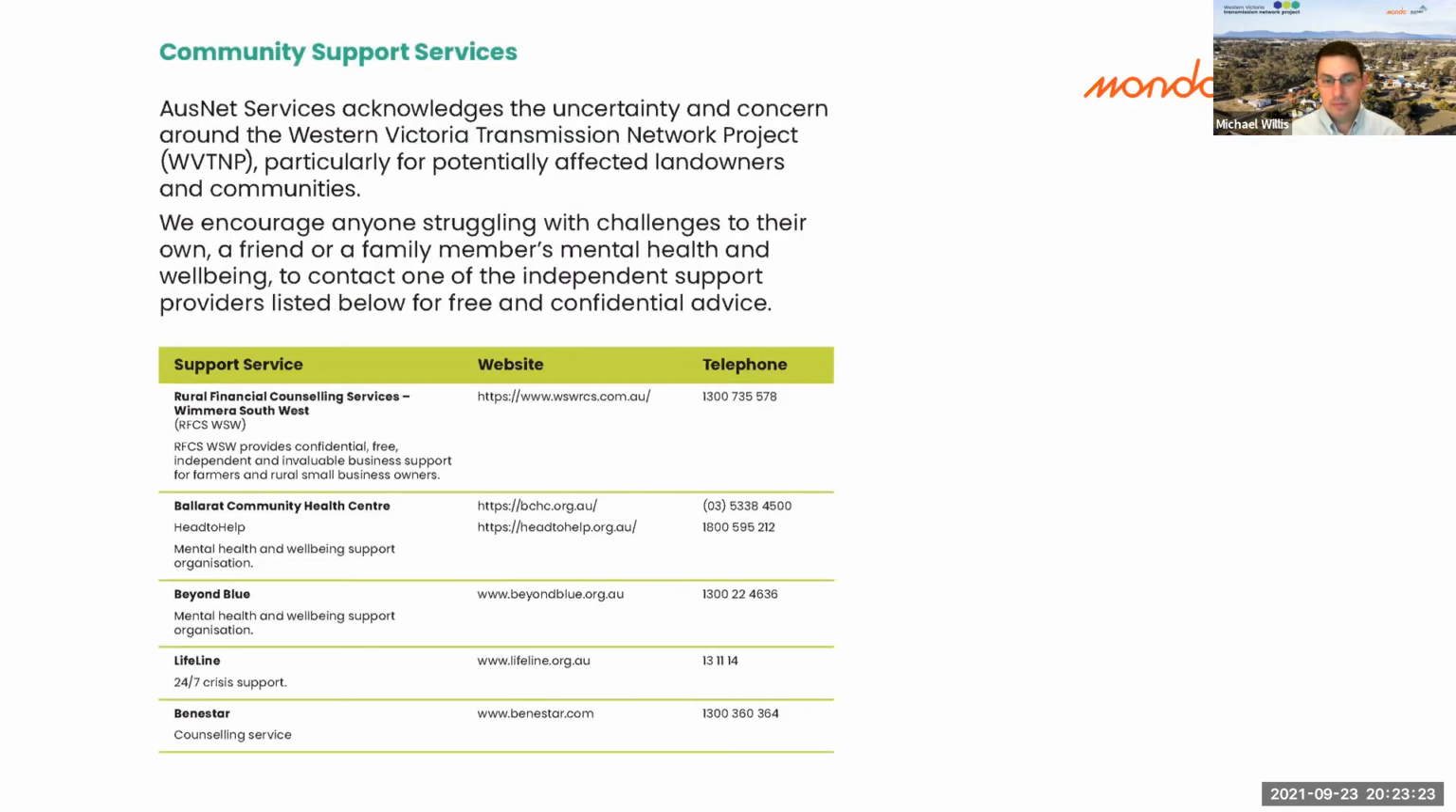AusNet acknowledges that these projects, and the uncertainty created by them, do create concern for landowners and communities in which the projects are based. We strongly encourage anyone who's struggling at present to reach out to the support services that we've got listed here. They're entirely independent from us, and can provide some support in these tough times. This information is also on our website.